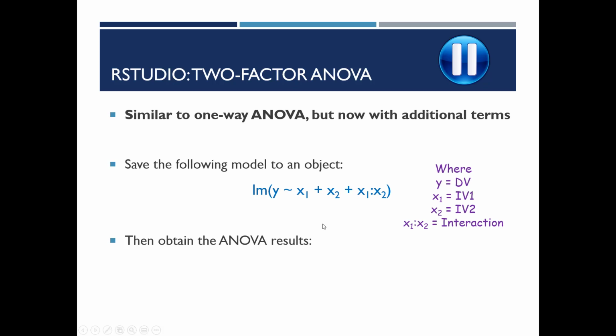Once you save this lm function or model into an object, you can get the ANOVA results using your friendly old lowercase anova function like this. The object containing this lm model would be named here. Let's hop on over to RStudio and take a look.